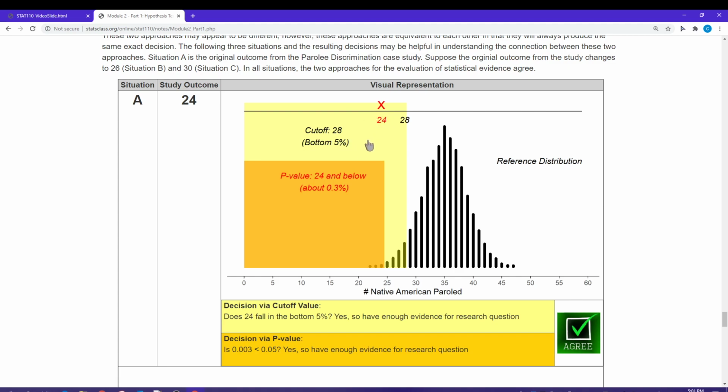And 24 was below that 28, so it was definitely in the bottom 5%. Now if I use a p-value, what I'm going to do is determine the values that are 24, 23, 22, 21, all the way down. So I know from a p-value that 24 sits in the bottom 0.3%.